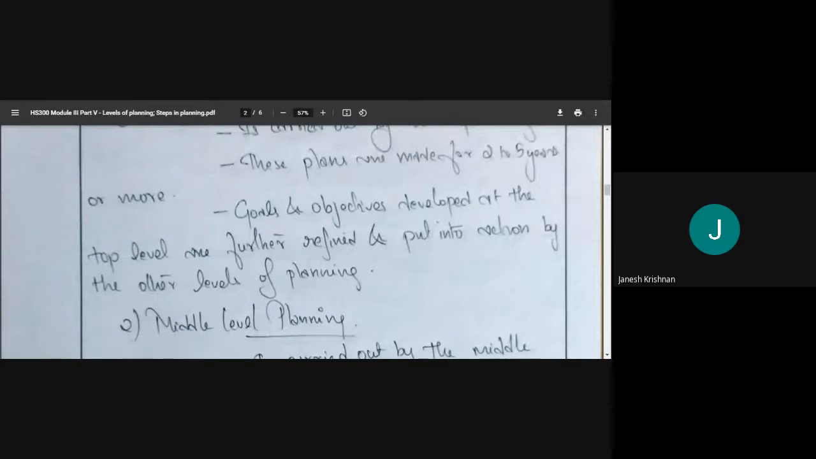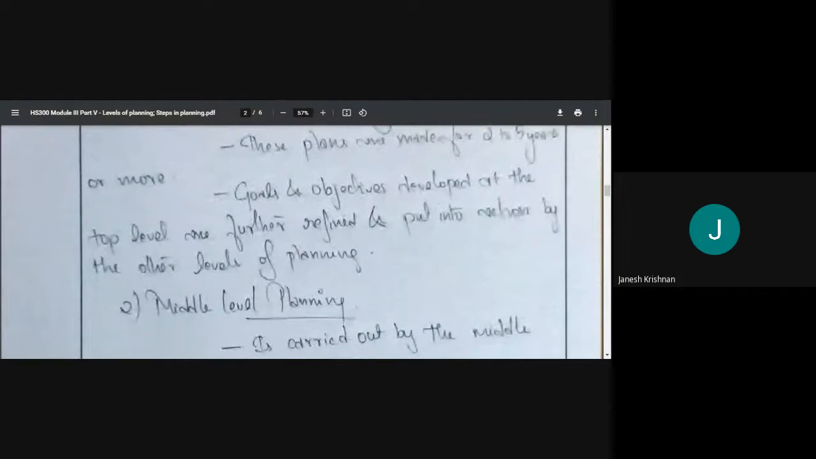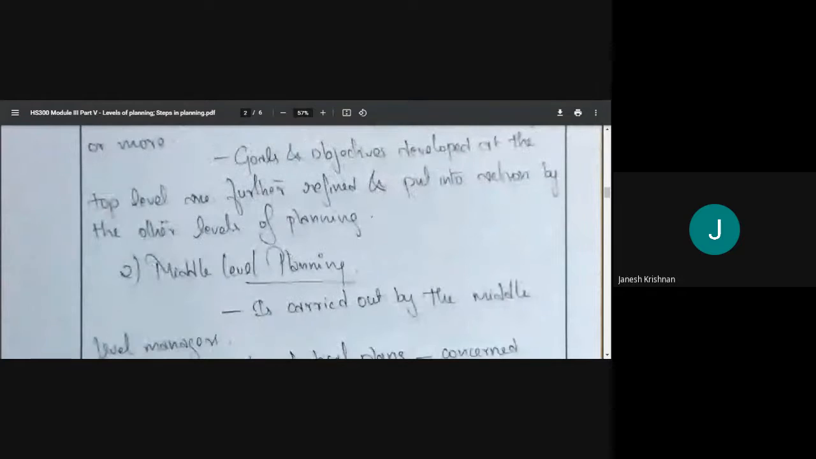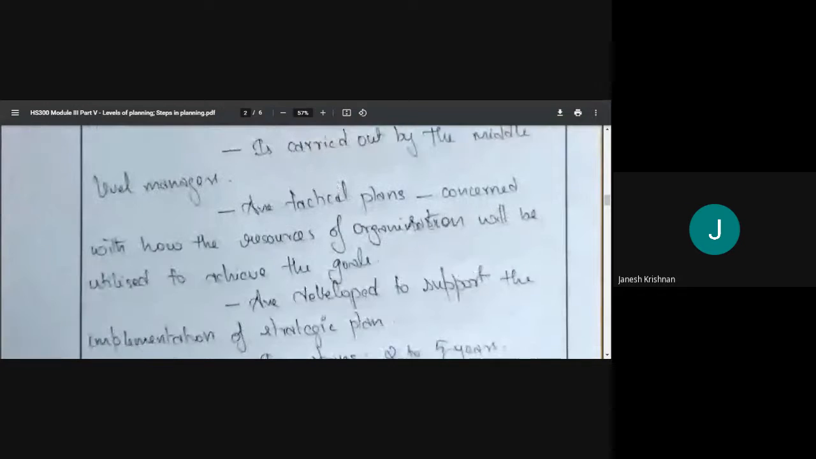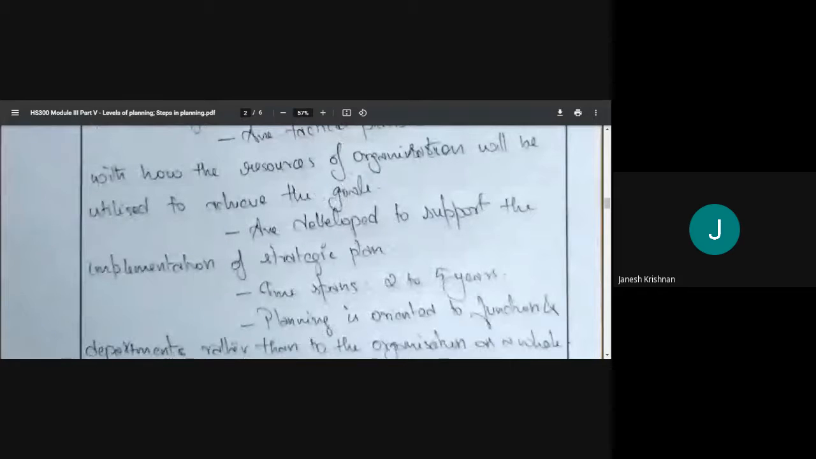Okay, the second step is middle level planning. Middle level planning is carried out by the middle level managers. And what is the result of this middle level planning? They are tactical plans. And what do these tactical plans do? They help in the implementation of the strategic plans.